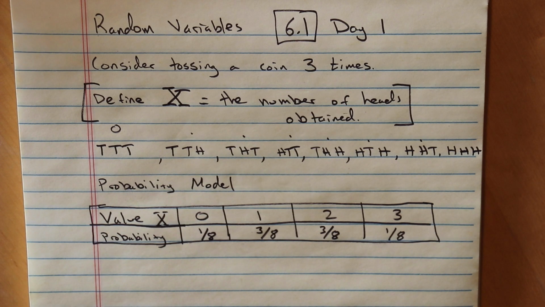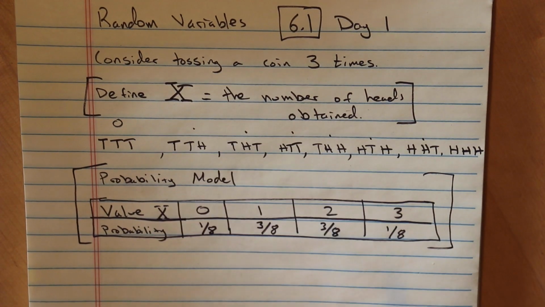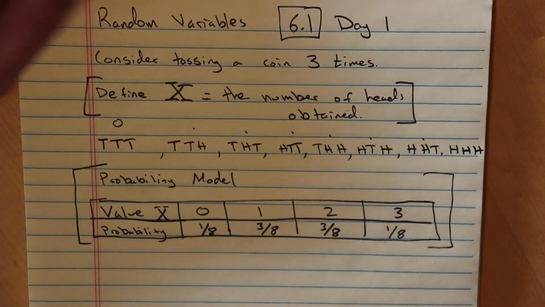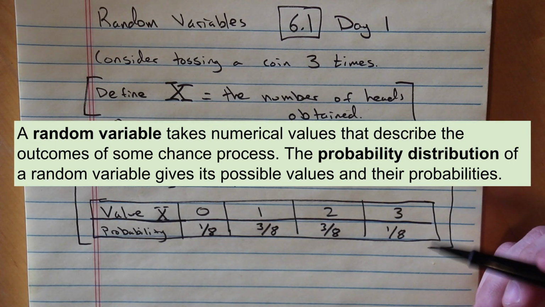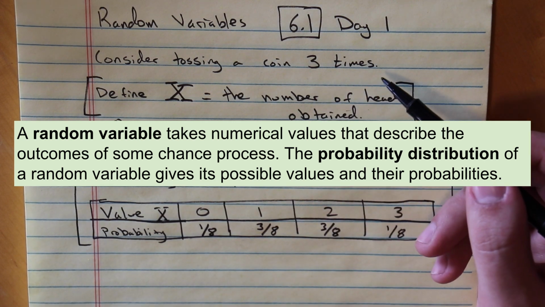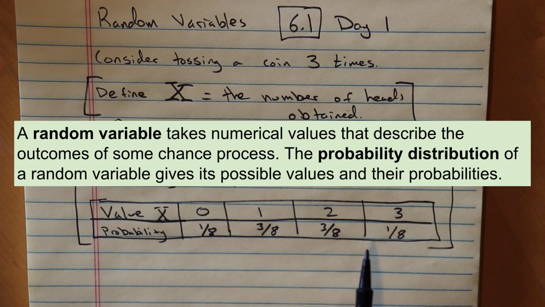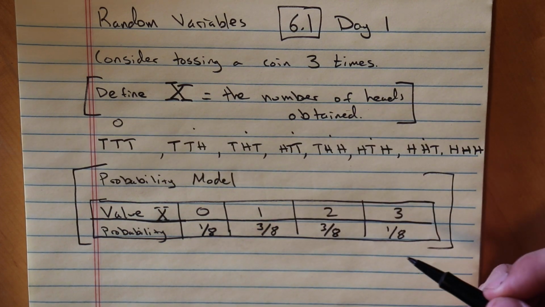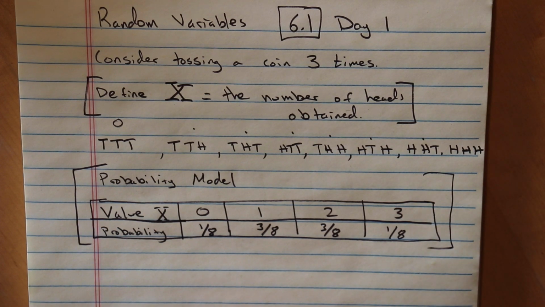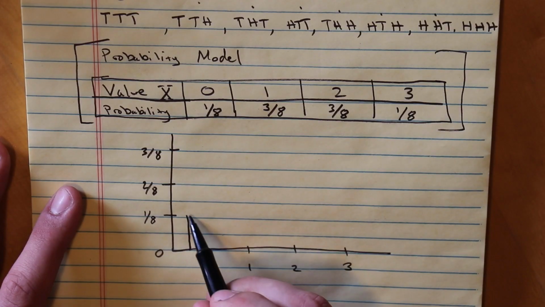So a random variable is just the outcome of an event. So it's designating a number to a random event. So this is the probability model for the random variable x. And we're going to do a little more clear definitions here. A random variable takes numerical values that describe the outcome of some chance process and gives its possible values and their probabilities. Okay, so this whole idea here is a random variable. You could also graph this. We could graph this as well, and it would look something like this.